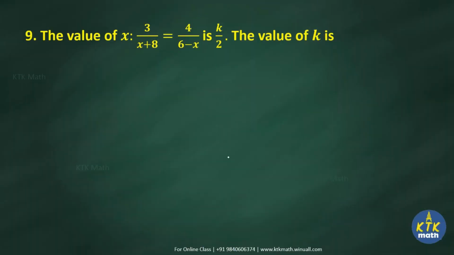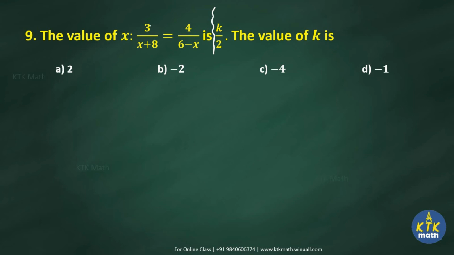Question number 9. This question is again the same as what we have done with the 4th question. You have a fraction on either side, but here they are creating one more variable. The value of x, this one, is k by 2. So this question has two parts. First we will find the x value and then we'll go for solving for k. Find the x value first.